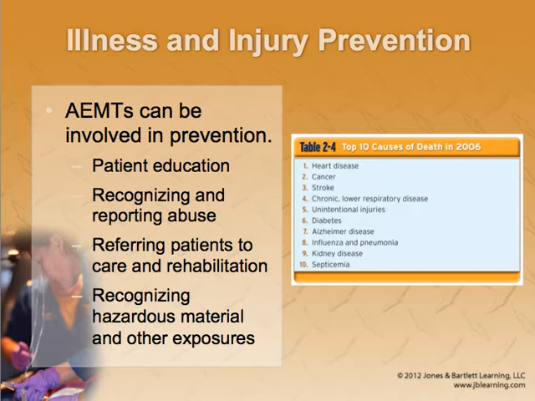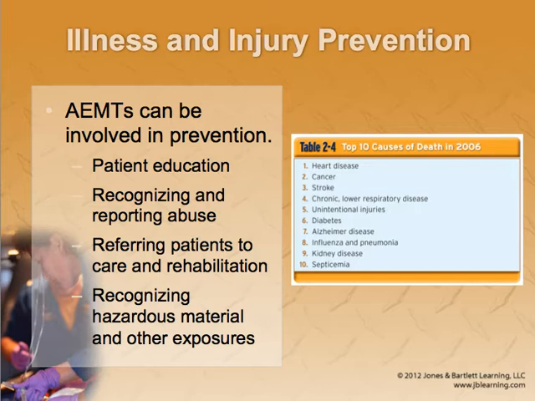And we need to get more involved in patient education and tell our patients, and potential patients, about heart disease, cancer, stroke, chronic respiratory diseases, diabetes, and so on, and talk about things that can help prevent this from happening to them. We can recognize and report abuse, which we are required to in Georgia to report child abuse, so you want to make sure you report it to the proper authorities.